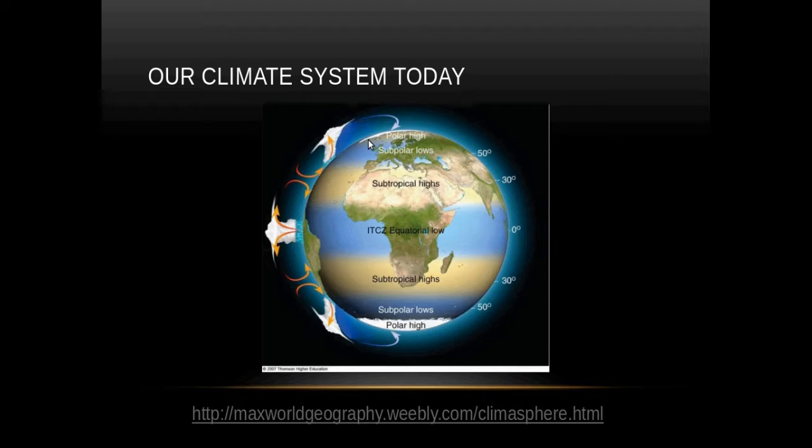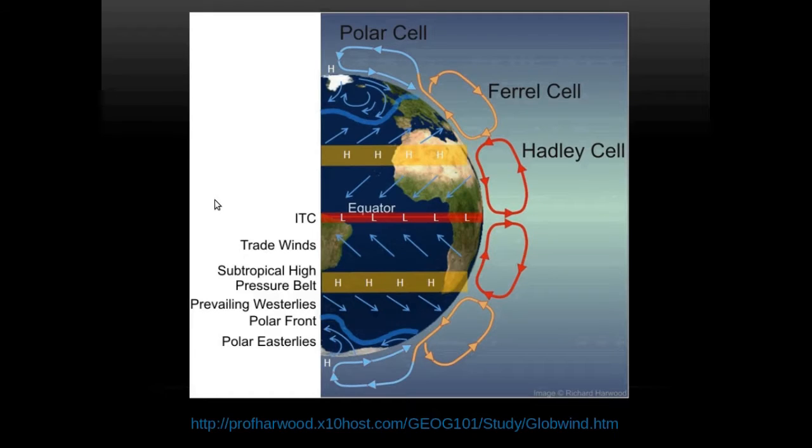Now, let's take another look at this. Here we have our 3 cells, only with additional features. Notice how straight these lines are, compared to how wavy this line is. Also notice the polar cell looks a little funny. We will talk more about these in the next episode, but for now, just notice the differences.